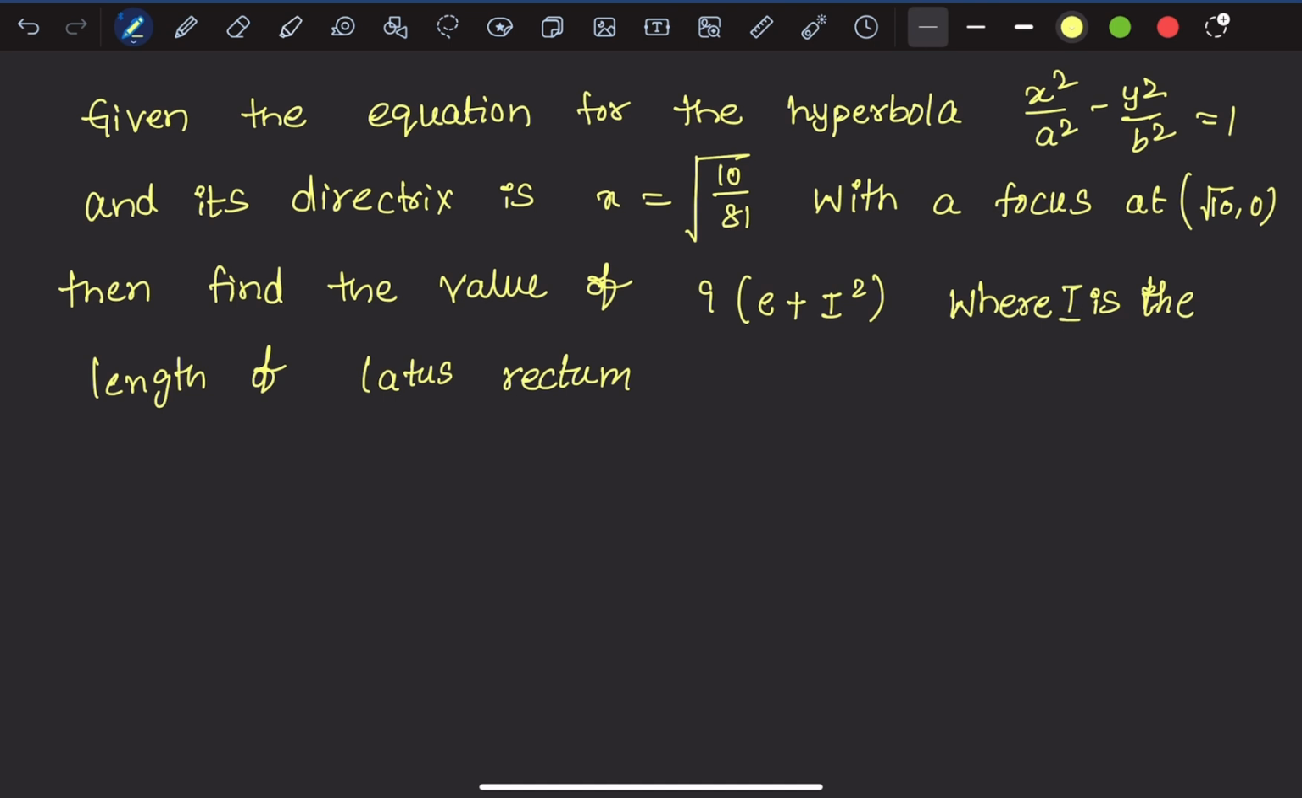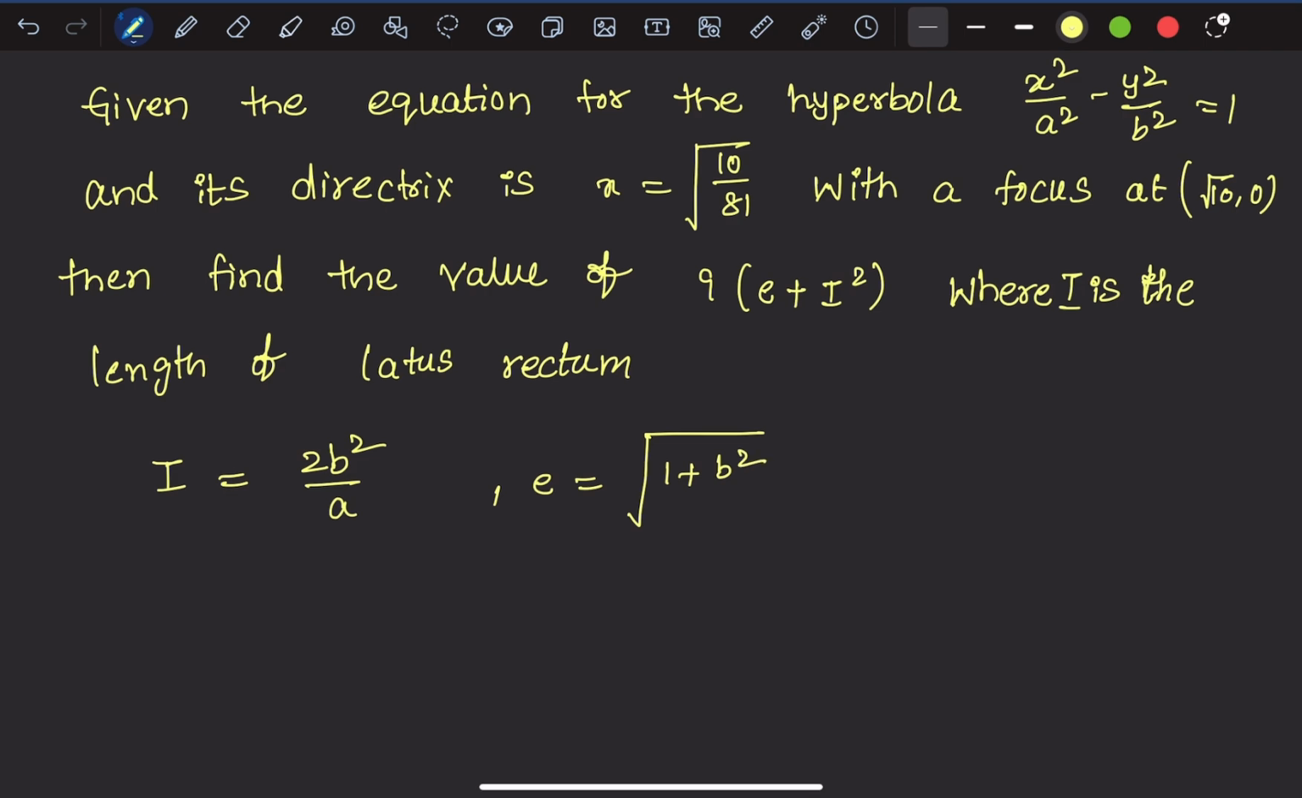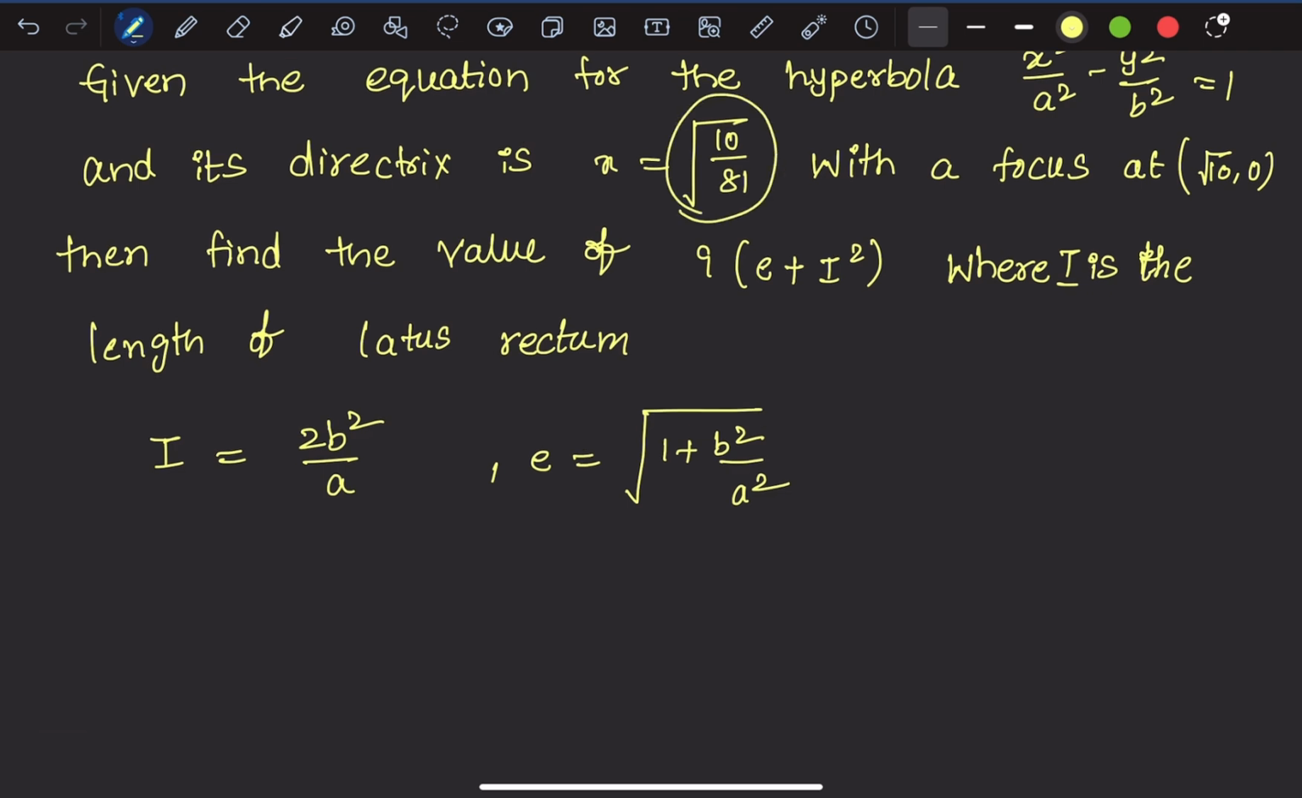For this you only have to know the formulas. So l will be the length of latus rectum, which is 2b square by a. And e is eccentricity, that is root of 1 plus b square by a square. Now the directrix is given, root of 10 by 81. So the directrix will be a upon e, that will be root of 10 by 81. So this is simply root 10 by 9.